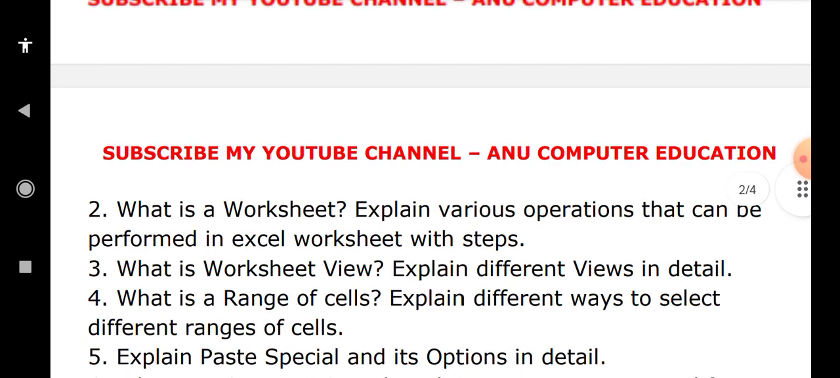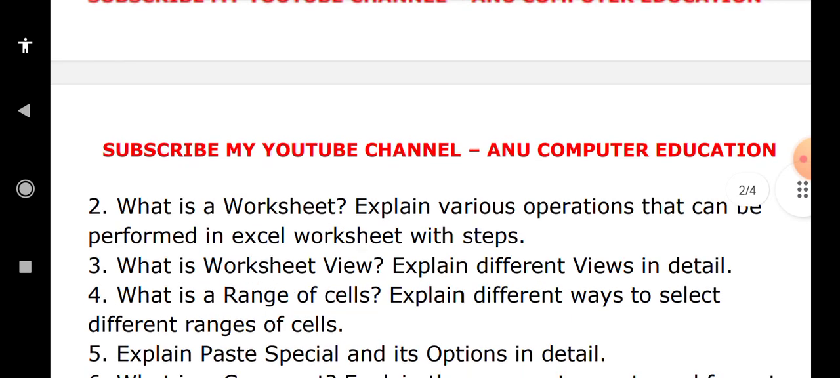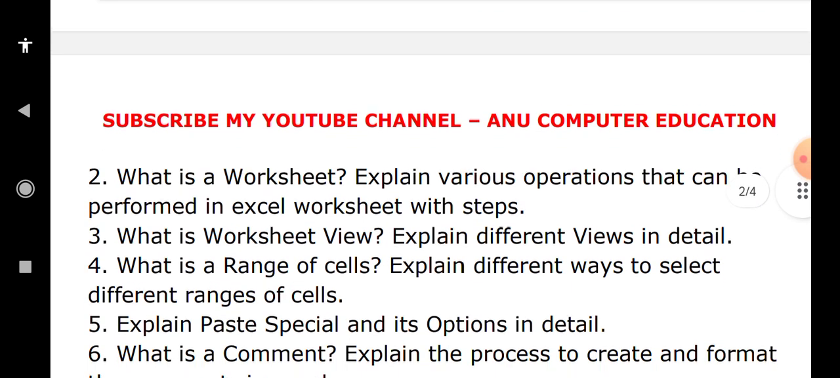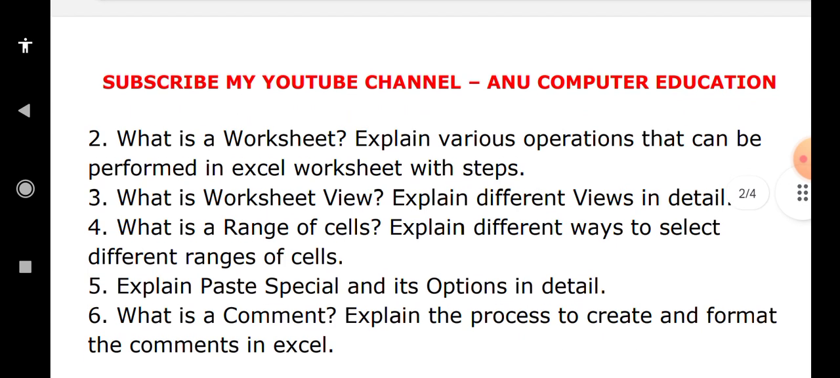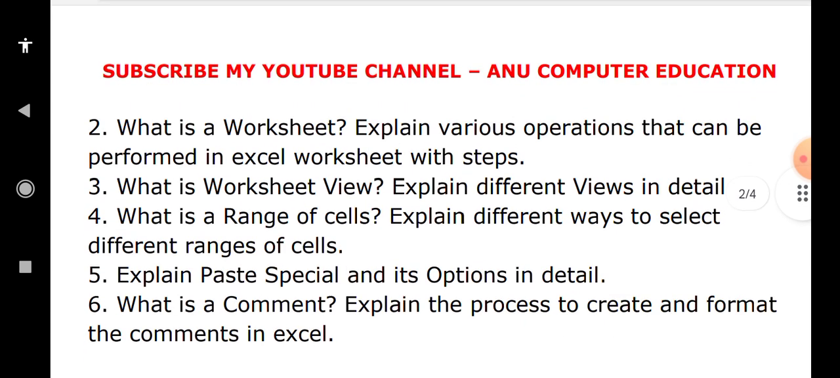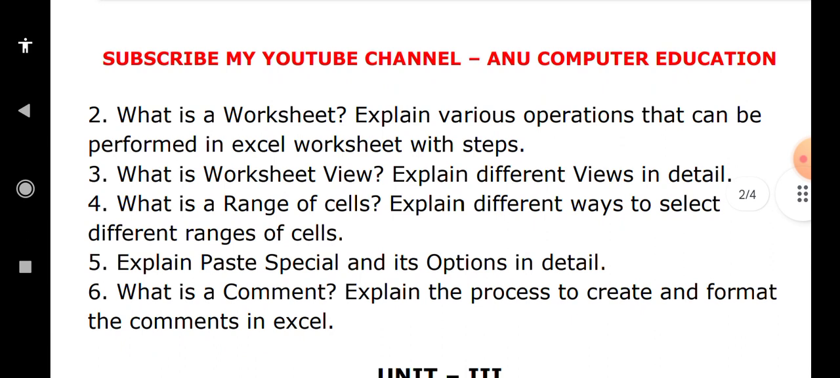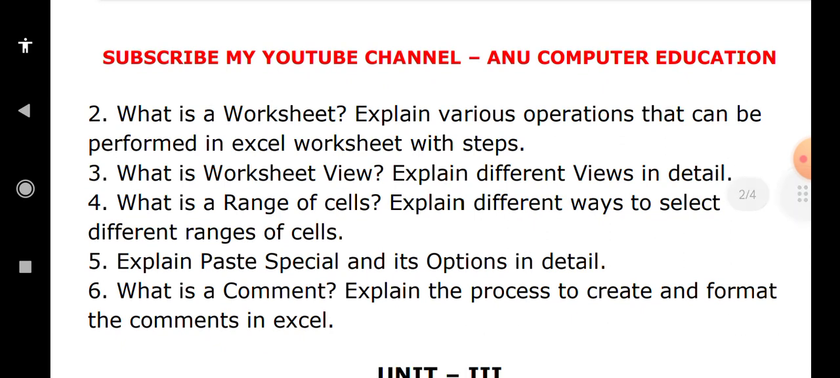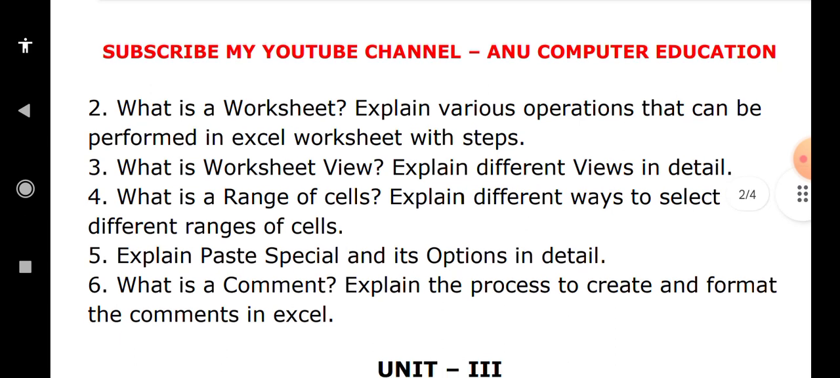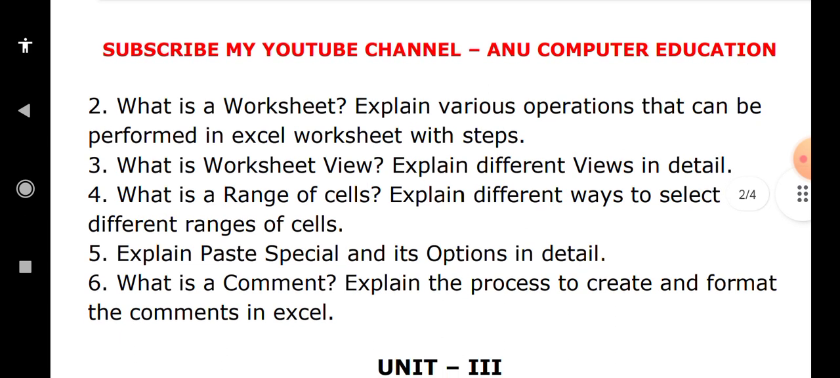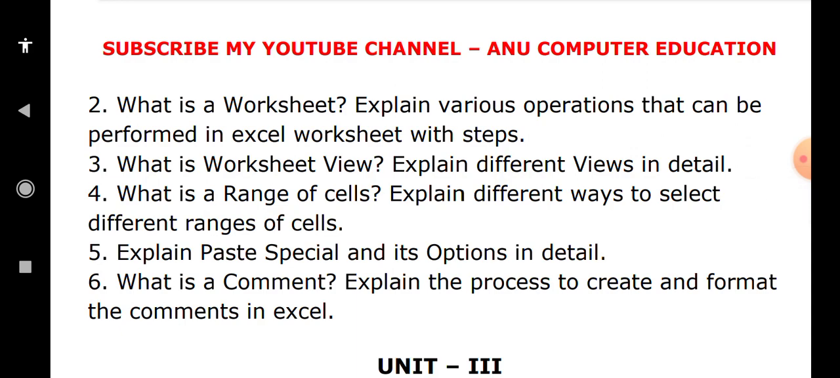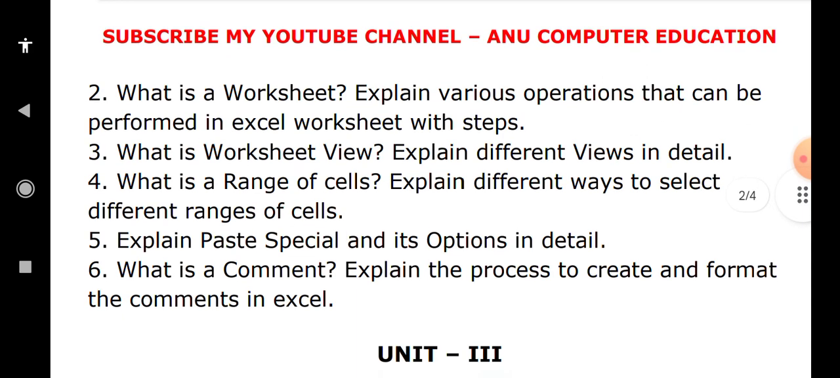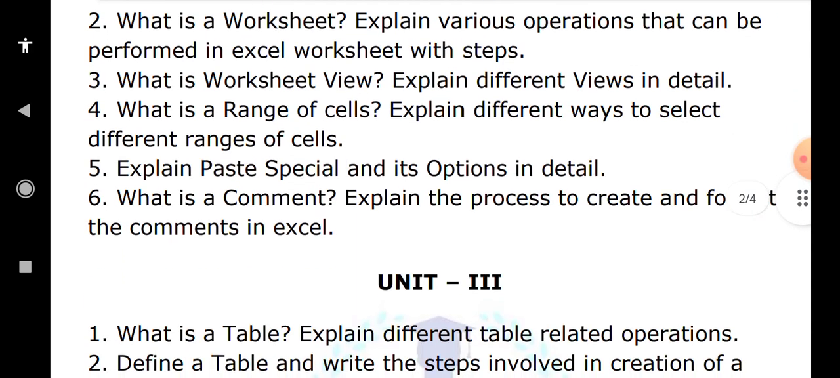What is a range of cells, and the different ways of selecting different ranges of cells. Next, explain paste special and its operations in detail. In paste special, many options are there, and you have to explain all of them. A total of 8 options will be there, and you have to explain all 8 options. What is a comment? Explain the process to create and format comments in Excel. So these are unit 2 questions.